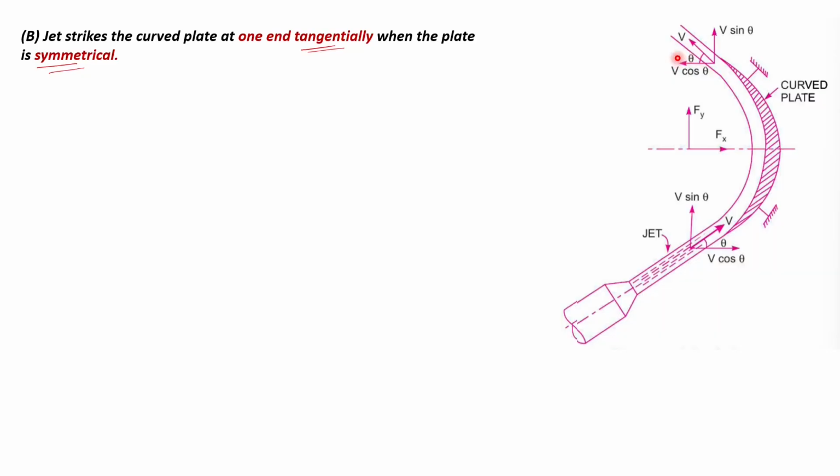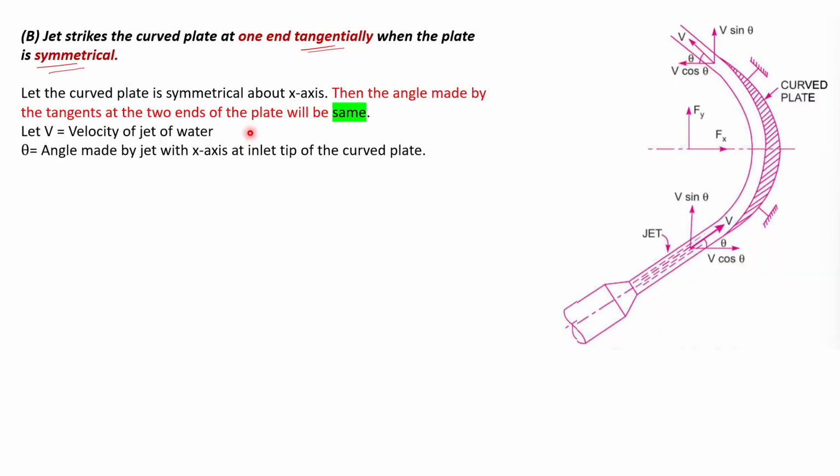this is also theta. So you can see, let the curved plate be symmetrical about the x-axis, then the angle made by the tangents at two ends of the plate will be the same. As we can see, this is theta and this angle is also theta, which is the angle made by the tangents at the two ends of the plate, right? So we are assuming that the velocity of the water is v and theta is the angle made by the jet with the x-axis at the inlet tip of the curved plate.